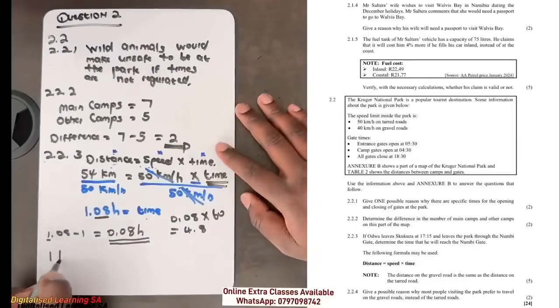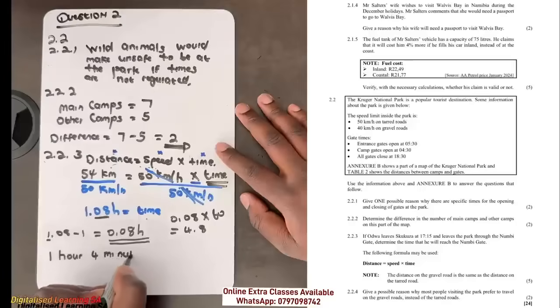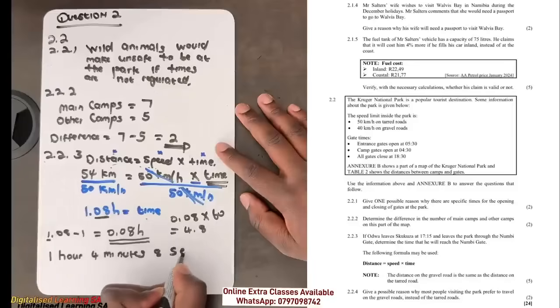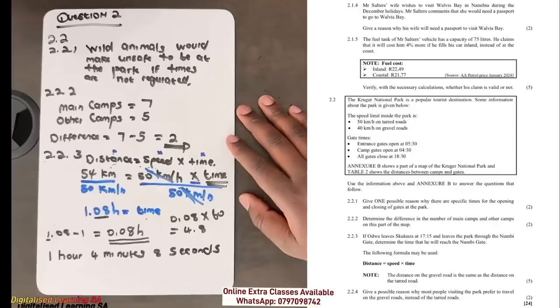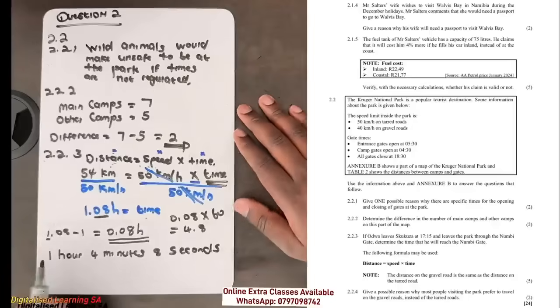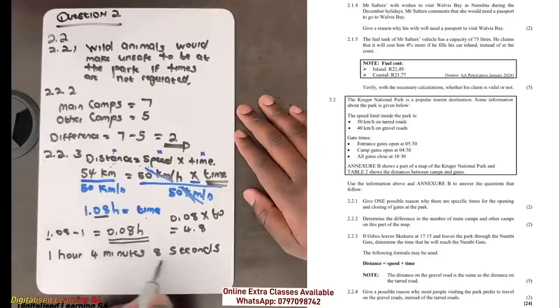1 hour, 4 minutes, 8 seconds. I hope that makes sense. So it took her 1 hour, 4 minutes and 8 seconds. This is the minute and this is the second. Okay, so it's 1 hour, 4 minutes and 8 seconds.